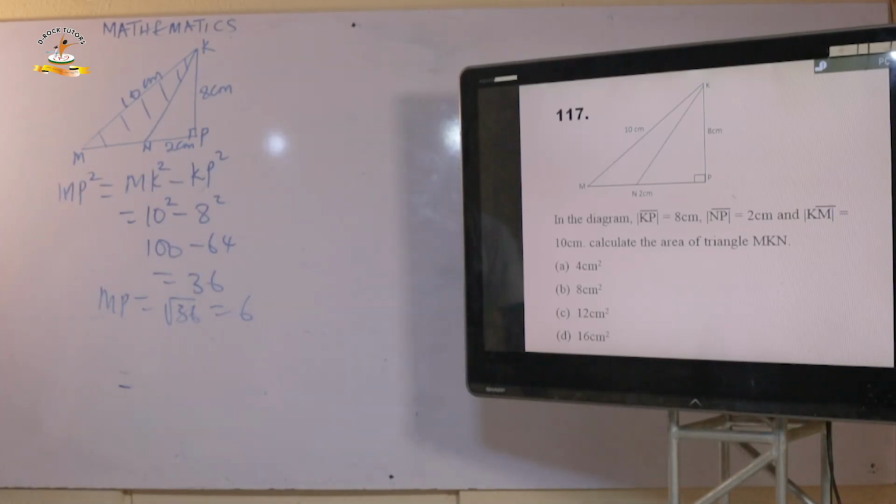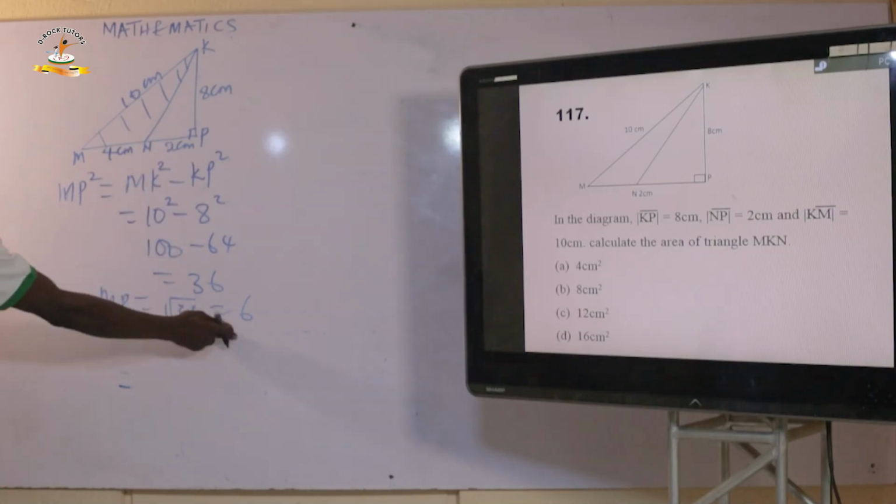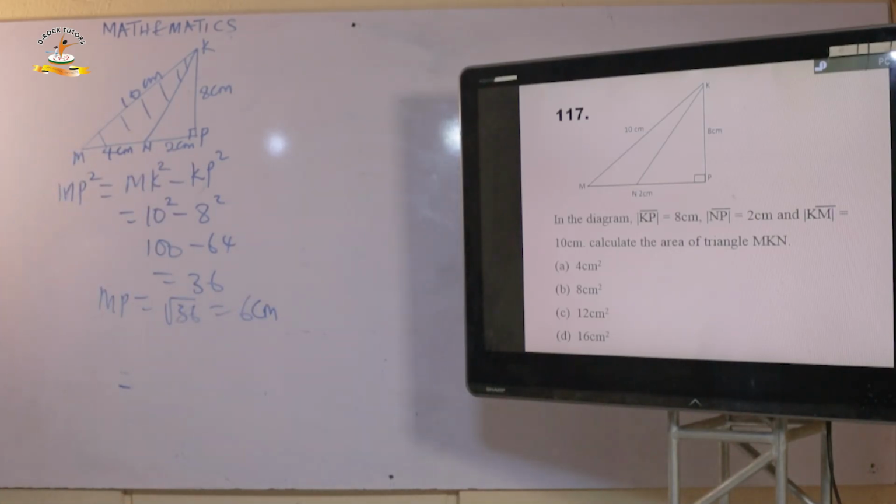So 6 centimeter for MP, but we have NP given to us as 2 centimeter. I ask you a question, what will be MN? Apparently you should know that MN is going to be 4 centimeter, because 4 centimeter plus 2 centimeter will give me my 6 centimeter for MP. That's the first step.